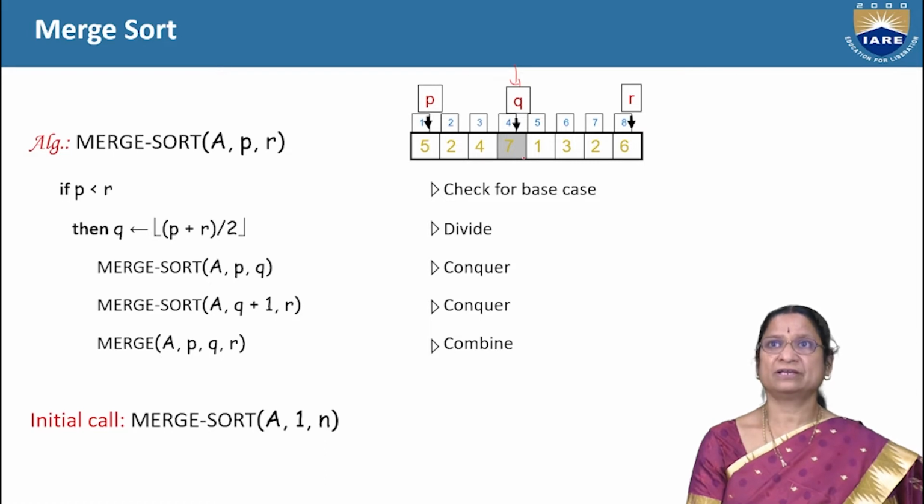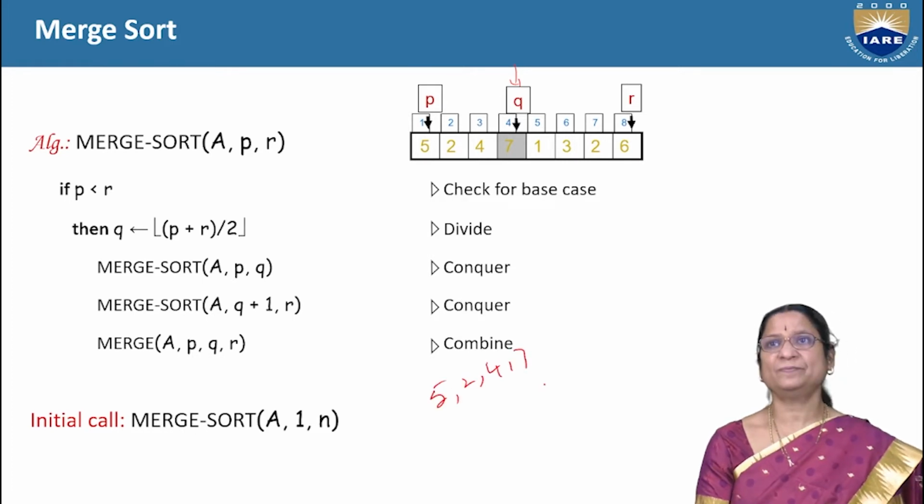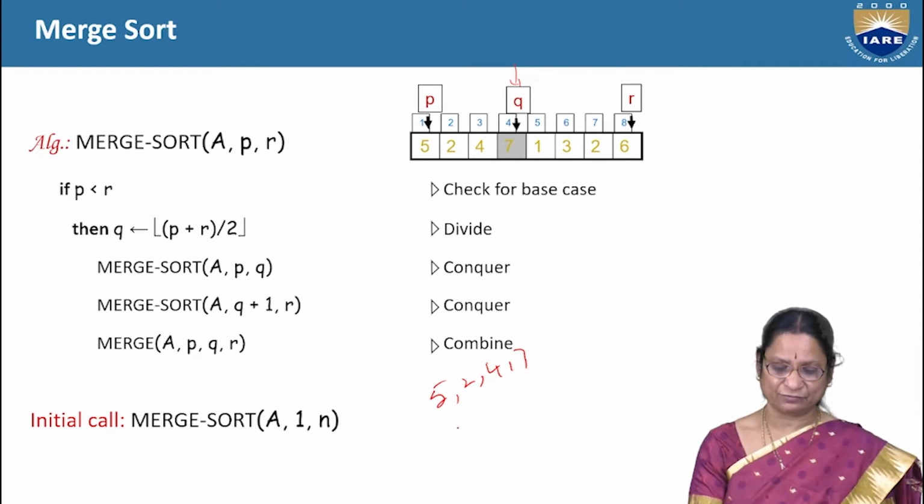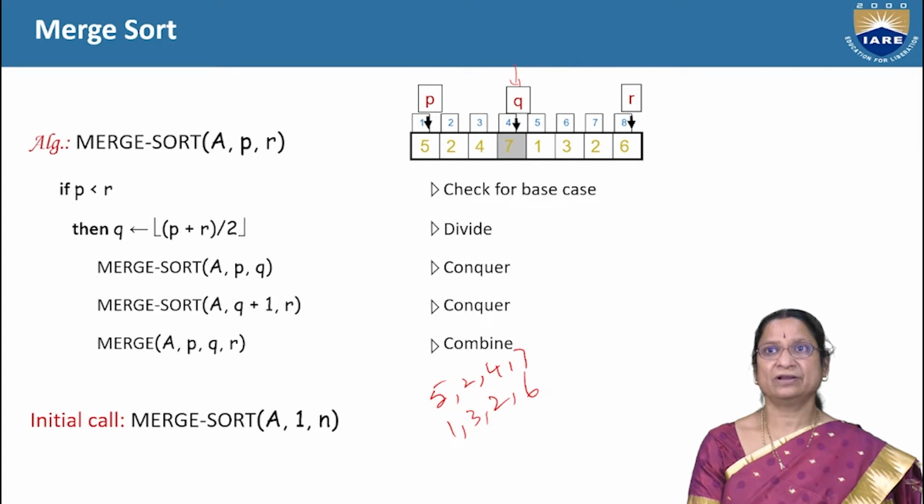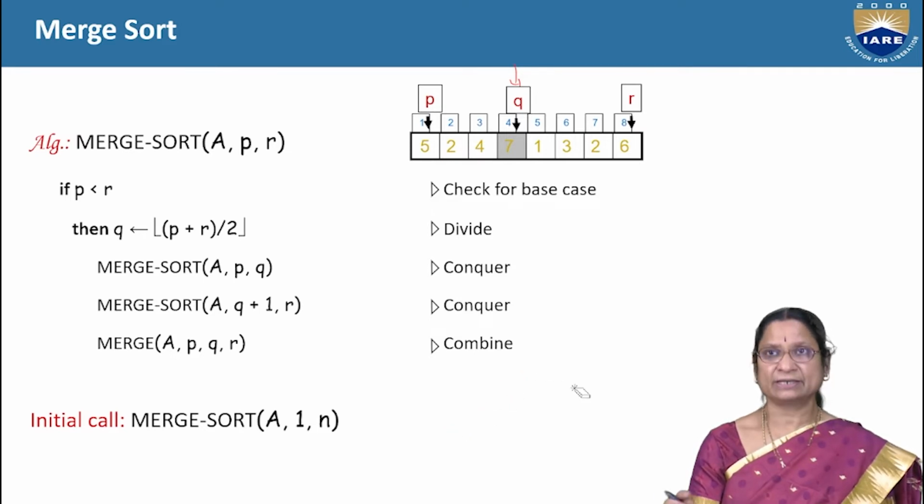We are dividing our entire list into two sublists. What does the first sublist consist of? 5, 2, 4, 7, up to Q, that is P to Q. The second sublist starts at Q plus 1, meaning the fifth element onwards, that is 1, 3, 2, 6 up to the upper bound. Like this, the division process is continued and we will conquer the results. So divide, conquer, then combine.